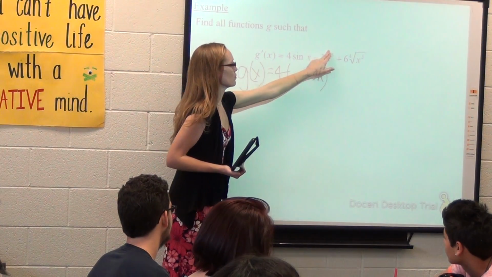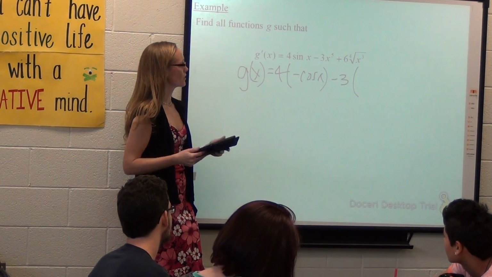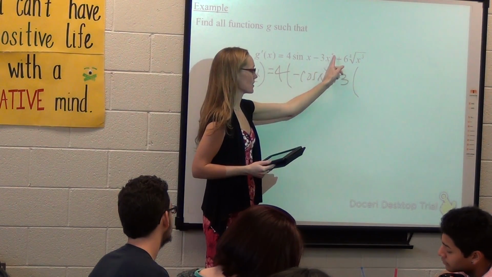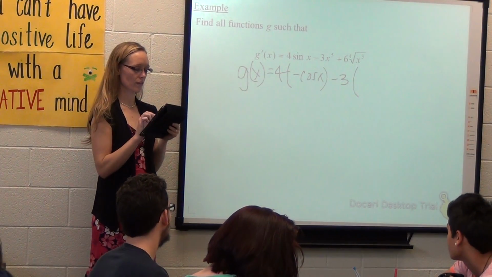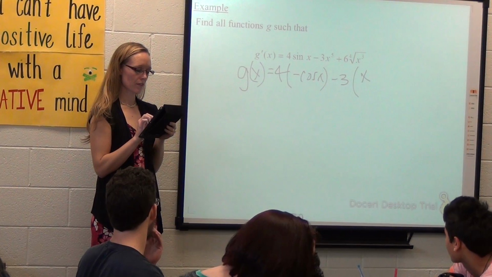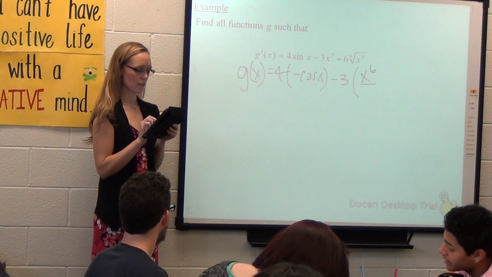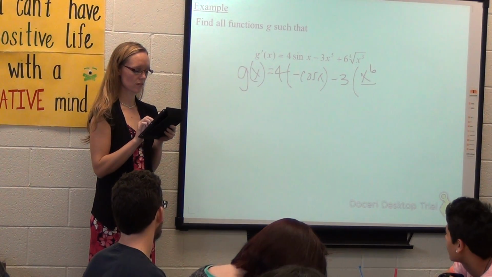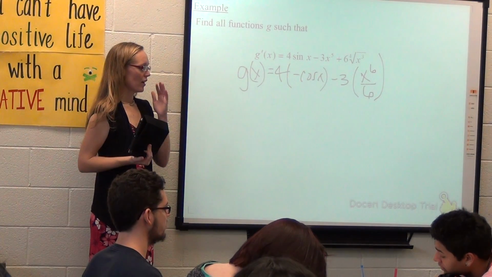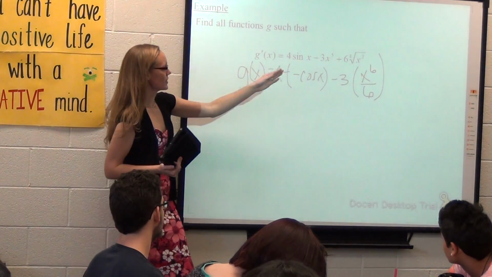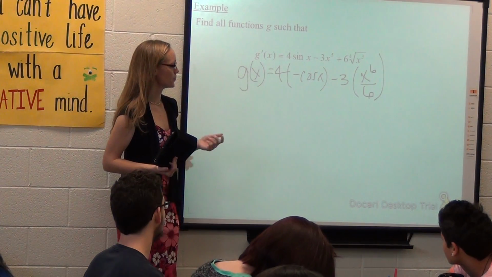Okay, then I'm going to move to this part right here. So I have minus 3, and I'm going to find the antiderivative of x to the 5th. How do I find the antiderivative of x to the 5th? Add 1 to the exponent, and then divide by that power.